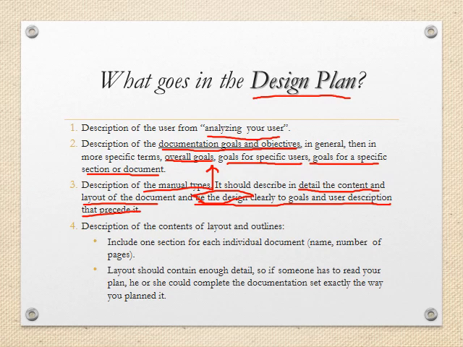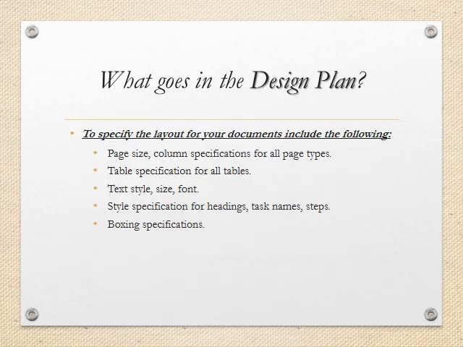Number 4, description of the content of the layout and outlines. This includes one section for each individual document, while the section contains name, number of pages, and so on. Second thing, layout should contain enough details. So if someone has to read your plan, he or she could complete the documentation set exactly the way you planned it. So the process and the design elements must be clear, so that you can follow the process easily.